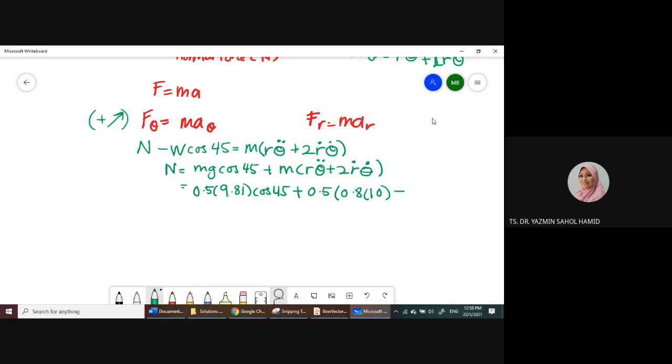Plus, now, in the question, does it mention anything? If you notice in the question, it mentions the velocity of the block. Have a look at the question. Zero. So what does it mean?